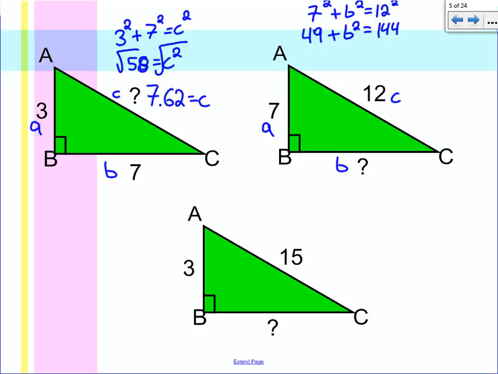Now, if I want to figure out what B is, I need to get B all by itself. So I need to move everything that's next to the B away from the B. So how can I move this plus 49 to the other side? You subtract it. Yeah, you do the opposite. So instead of plus 49, I'm minus 49 from both sides. That'll leave me with B squared equals 95.